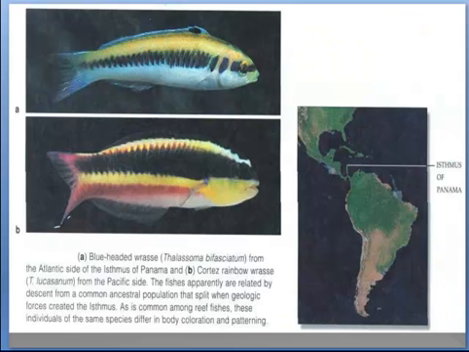One example of allopatric speciation is the blue-headed wrasse and the Cortez rainbow wrasse. These two were separated by the Isthmus of Panama, which was created millions of years ago. But originally, those were the same fish. And because they were separated and so much time has passed, they are now separate species. So that's the end of the podcast.